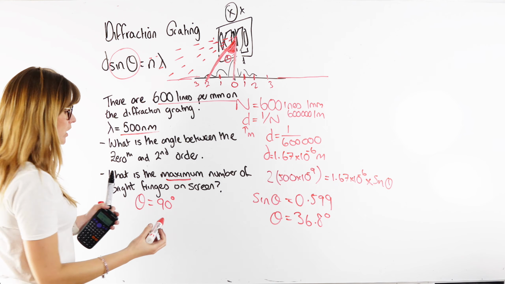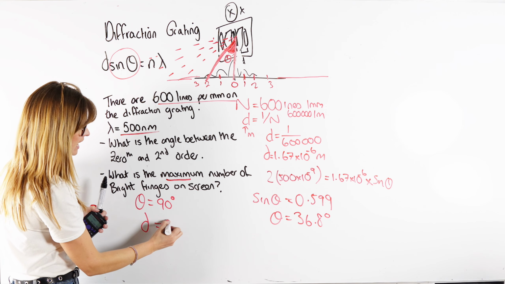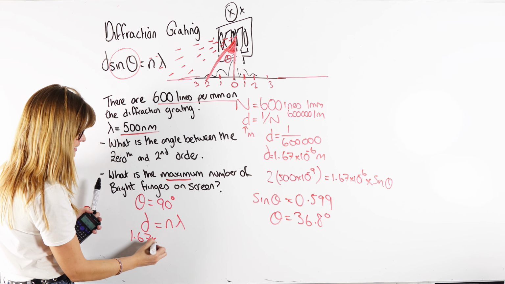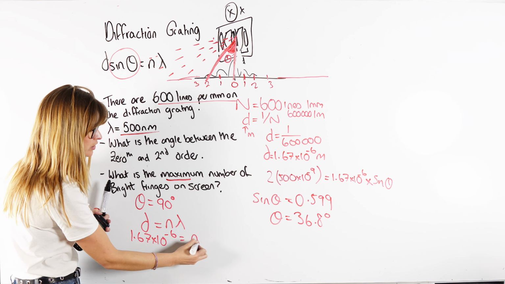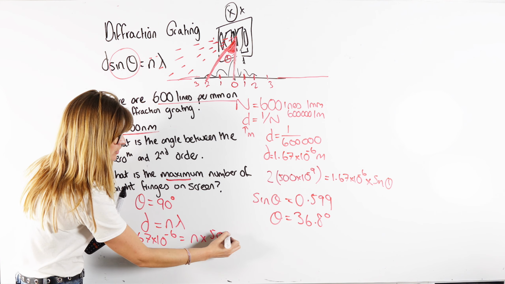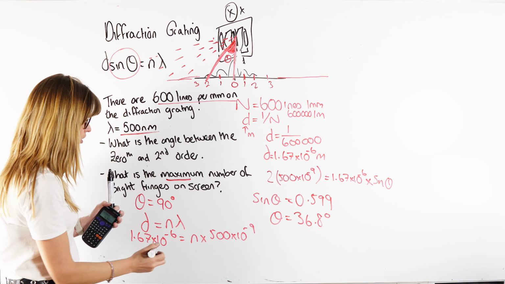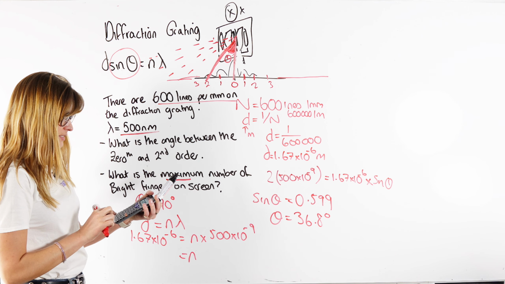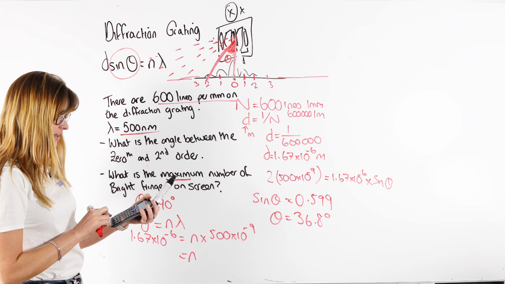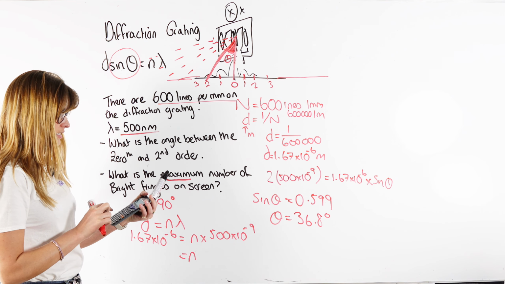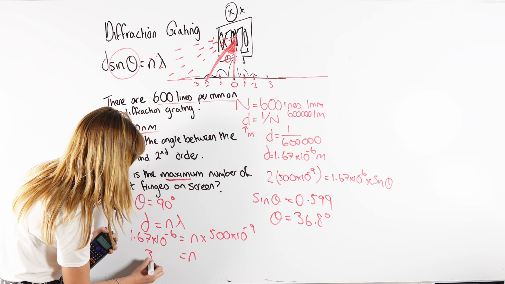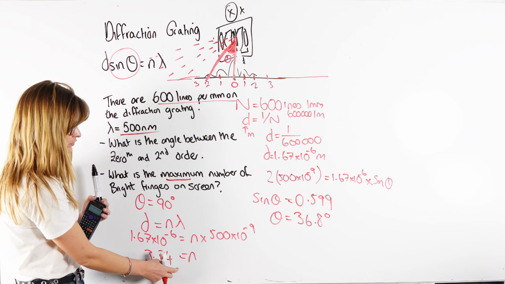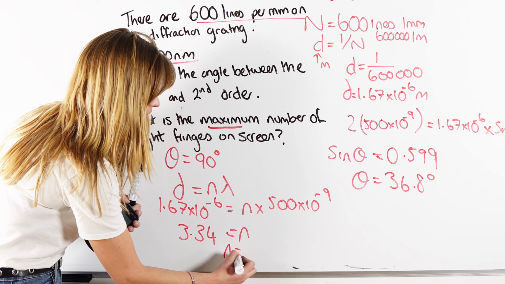Sine of 90 is 1, so what I've got now is d is equal to n times the wavelength. So again, d we said is 1.67 × 10^-6, is equal to order number times the wavelength, which is 500 × 10^-9. So to find what n is, all I have to do now is 1.67 × 10^-6 divided by 500 × 10^-9 to get my order number, which comes out at 3.34. Okay? So clearly you can't have 3.3 fringes. So the order number there is 3.